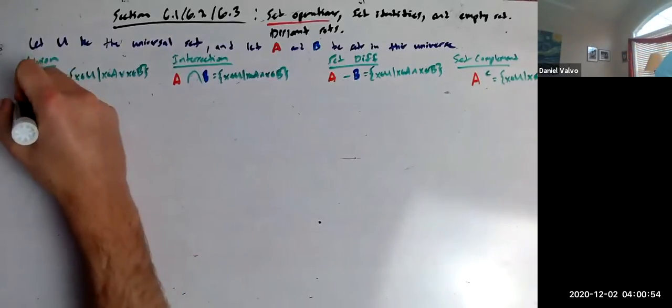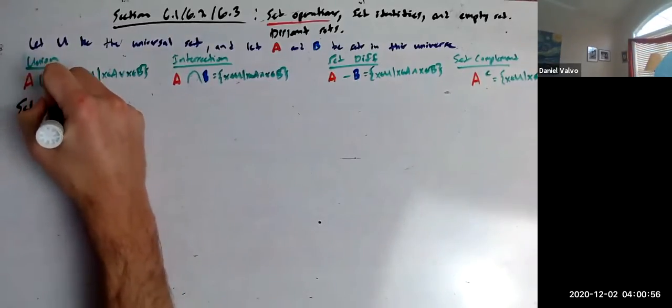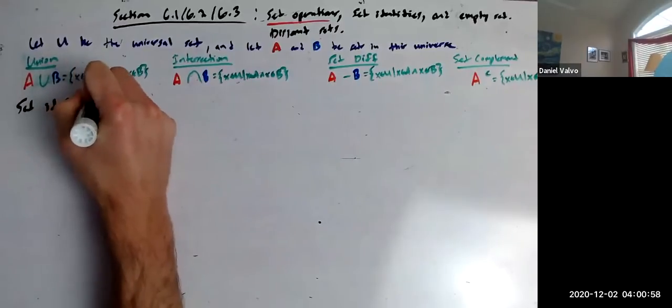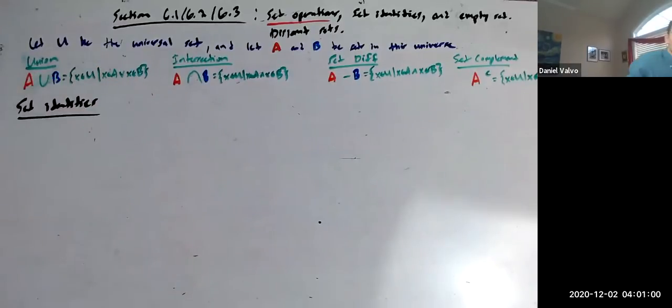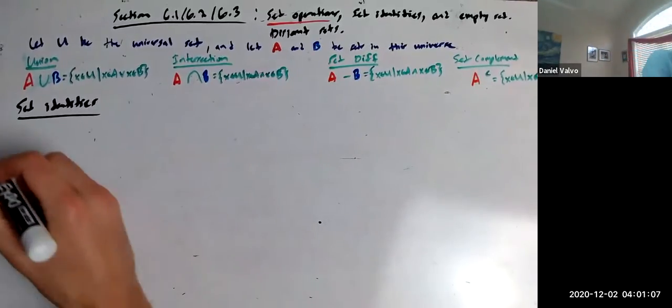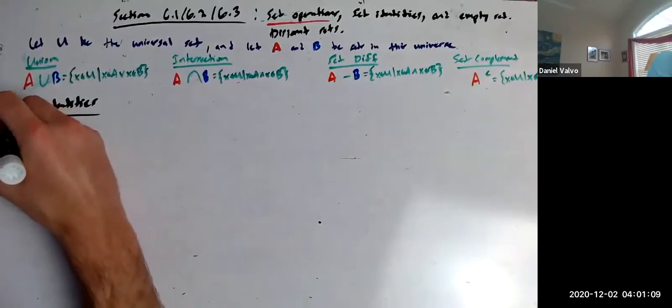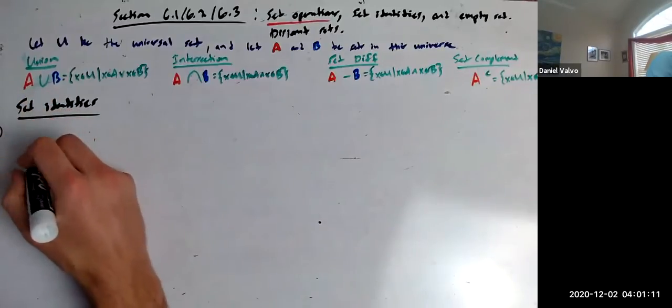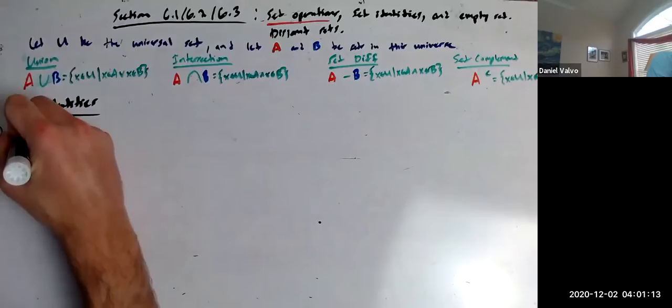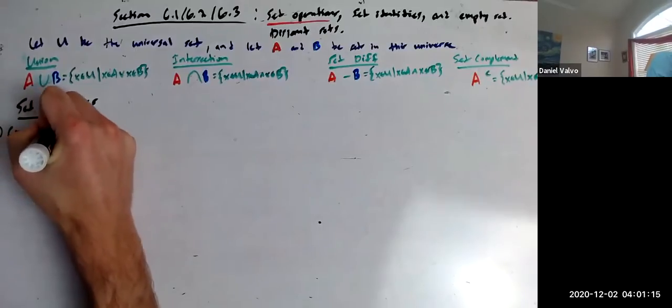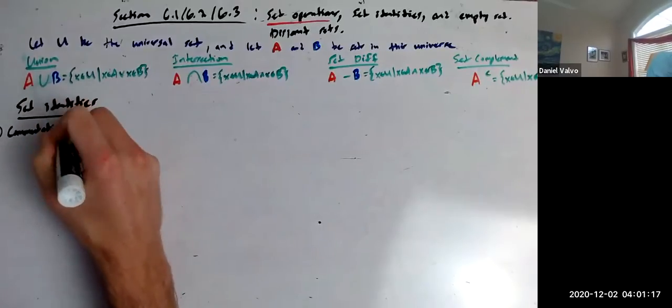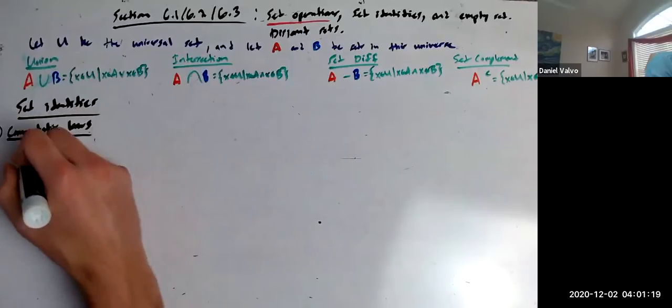And so, set identities. These are just set operations that turn out to be equal to each other, or combination set operations that turn out to be equal to each other. Number one, we have what's called the commutative laws, and that goes like this.